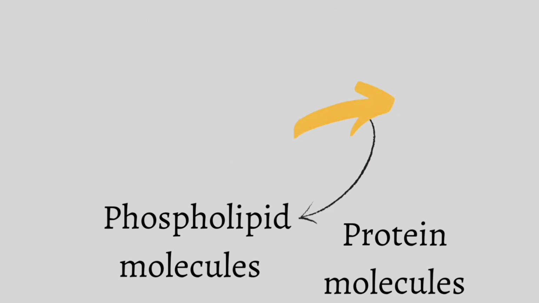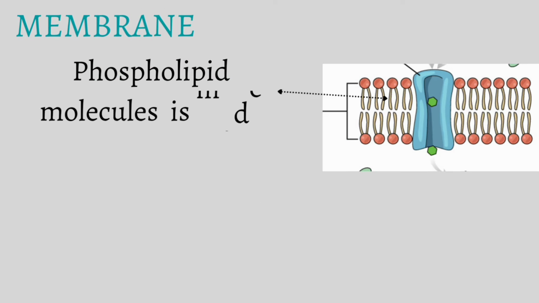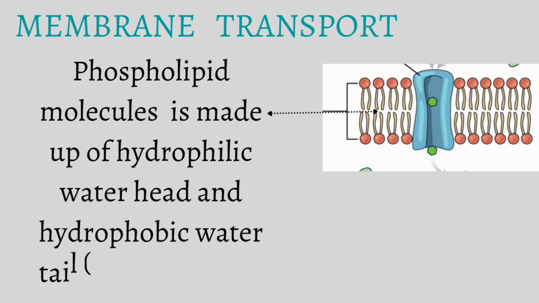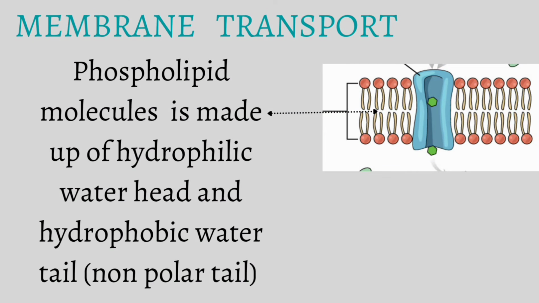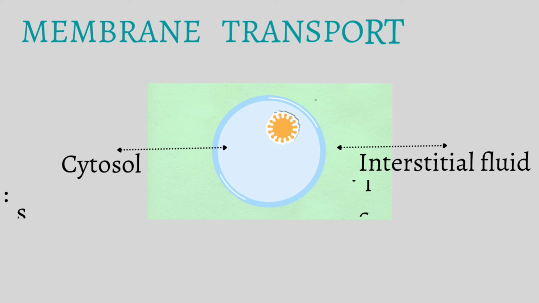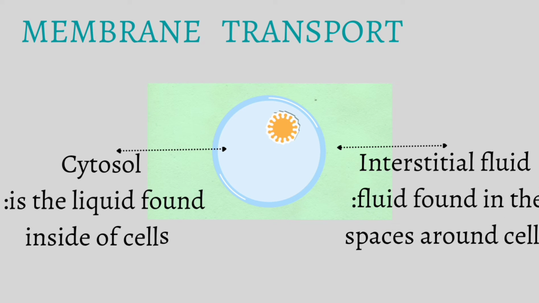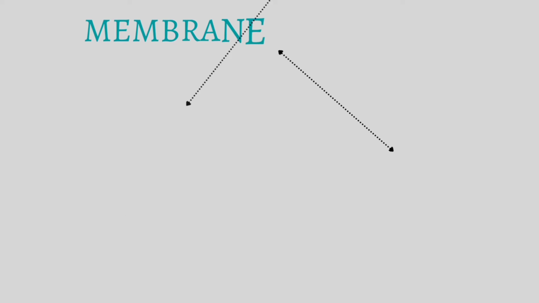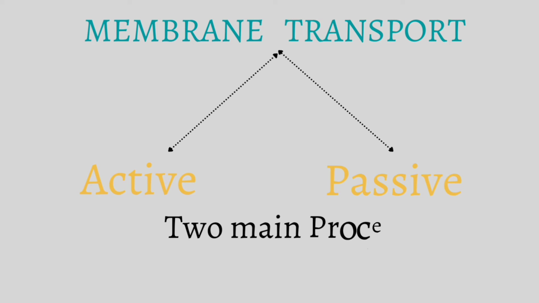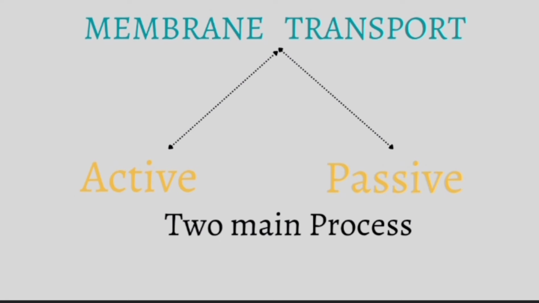A phospholipid molecule is made up of a polar hydrophilic water head and a hydrophobic water tail, or simply a nonpolar tail, forming bilayers. The inner space of a cell is called cytosol, and the outer portion of a cell is called interstitial fluid. In order for a substance to go in and out of a cell, it goes through two main processes, the passive and active process.